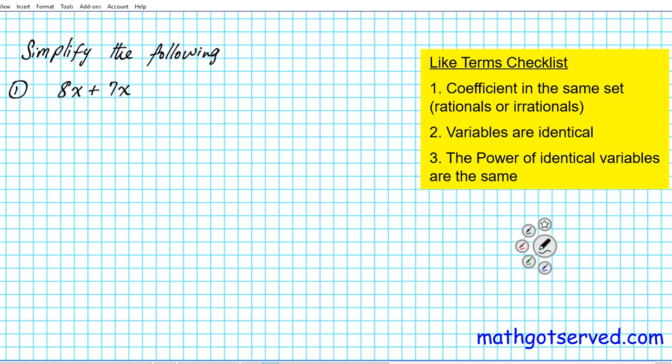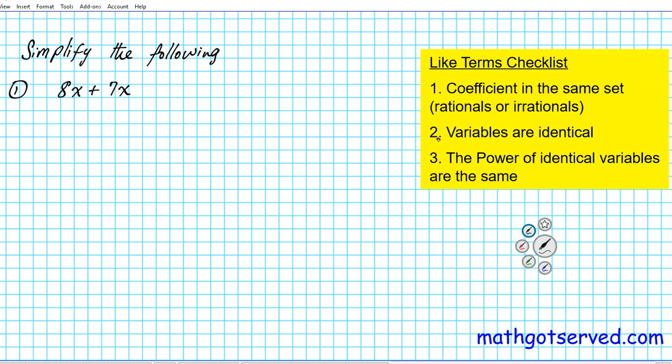So the first thing to do is you want to take a look at the coefficient of the monomial terms. Make sure they're in the same set of numbers, either rationals or irrationals. In that case, you should be able to combine them. Our focus today will be on rationals. When you're dealing with irrationals, then you want to take a look at the radical component and see if they're identical in that case. Are they like irrationals? But we're not going to do this right now. You deal with this in Algebra 2. So we just focus on rationals.